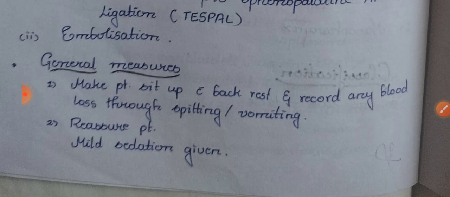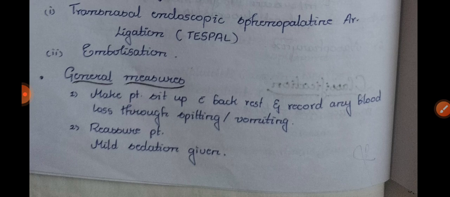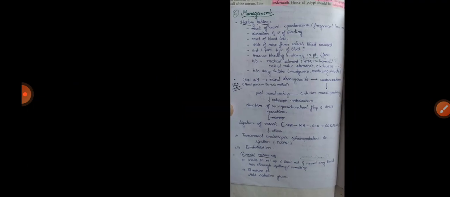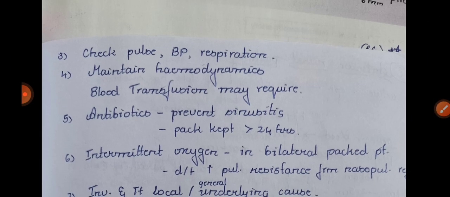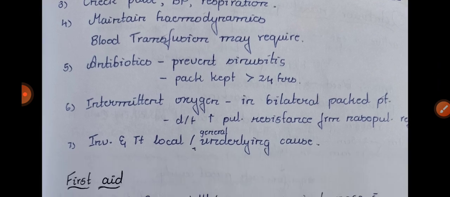First, take the general measures. Make the patient sit up with back rest and record any blood loss through spitting or vomiting. Reassure the patient, mild sedation is given. Check pulse, BP and respiration. Maintain hemodynamics. Blood transfusion may be required, so keep the blood pack ready.